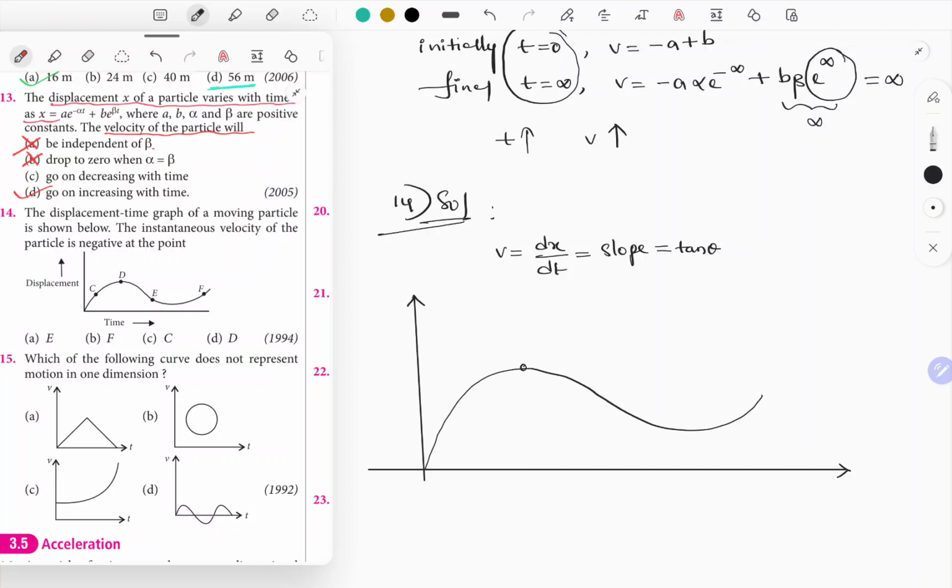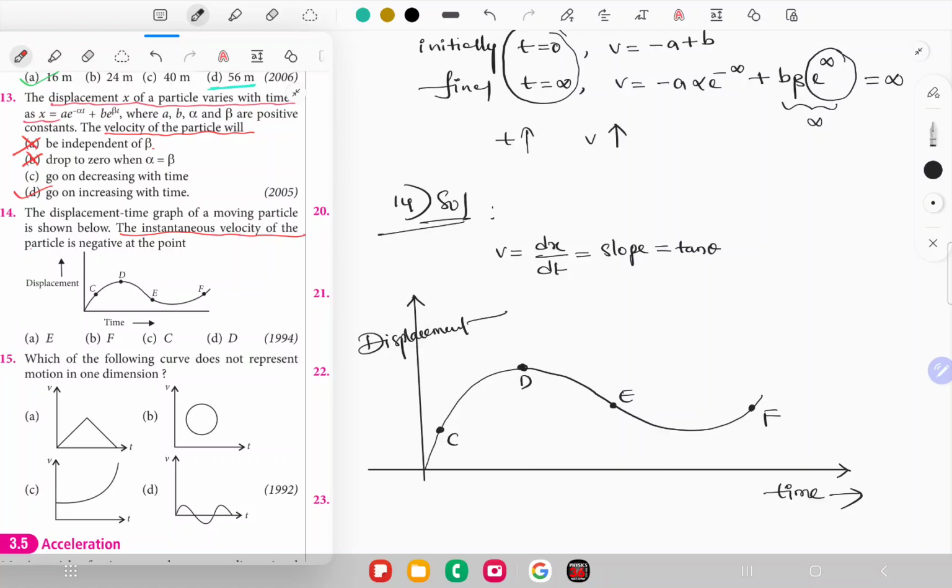Okay. So this is point D. So maximum position, point D. And this is E. This is F. And this is C. So what's the question? This is displacement along y-axis, and along x-axis it is going to be time. Now the question they are asking, the instantaneous velocity of the particle is negative at that point.